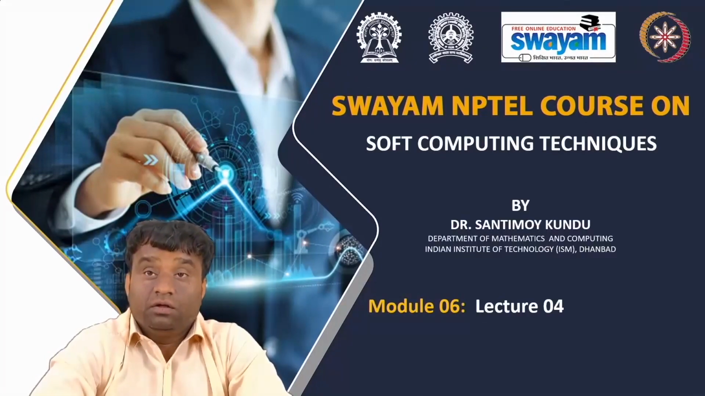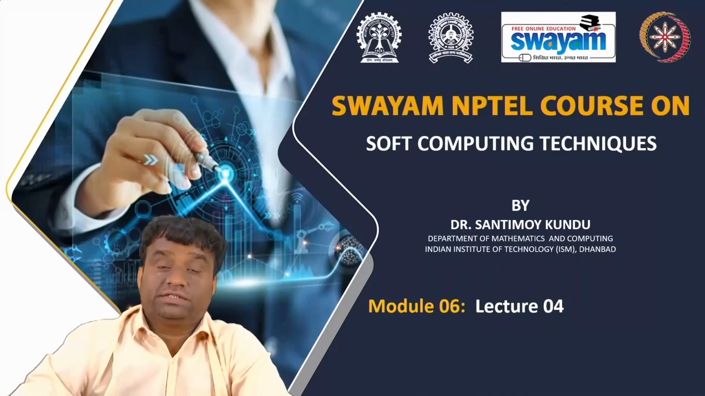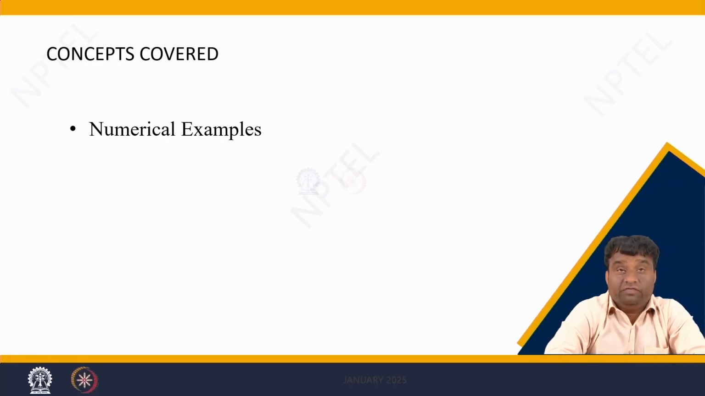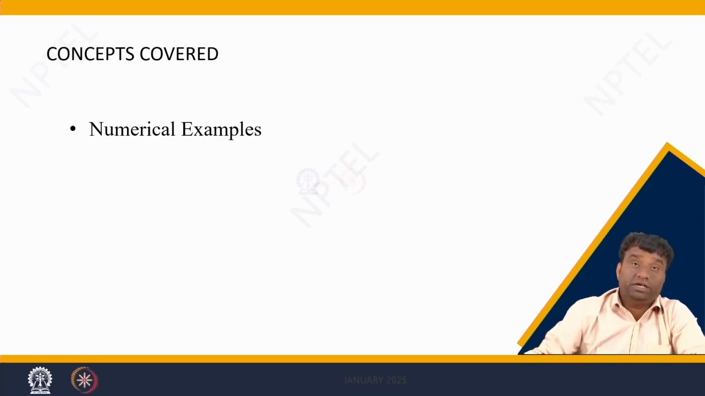This is the fourth lecture of module 6. In module 6, we are solving numerical examples, basically some numerical questions with the help of genetic algorithm. In this class, we also solve two numerical questions.